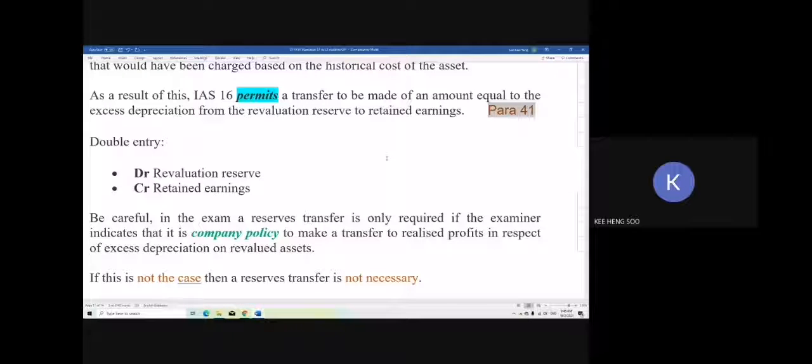You just wait until the end of the useful life, when you sell the asset. Then only you transfer. I repeat: paragraph 41 says the revaluation surplus is kept until the end of the useful life, then you transfer to retained earnings directly. However, if the question says the company's policy is to transfer annually, then you calculate. When the question is silent, you don't do anything, because the standard is a guideline. The standard says you can revalue, but you have a choice. If you want to keep historical cost, nobody can force you.